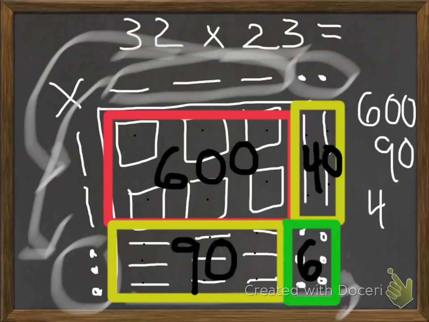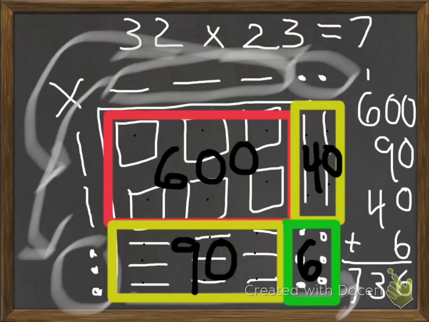Now I line them up and add them. So make sure those place values are lined up. And it's as easy as adding up my base 10 blocks to find my answer. So 6 plus 0, 0, 0 is 6. 9 plus 4 is 13. We're going to move that over into the hundreds place, carry that 1, and we get 700. And the answer is 736.